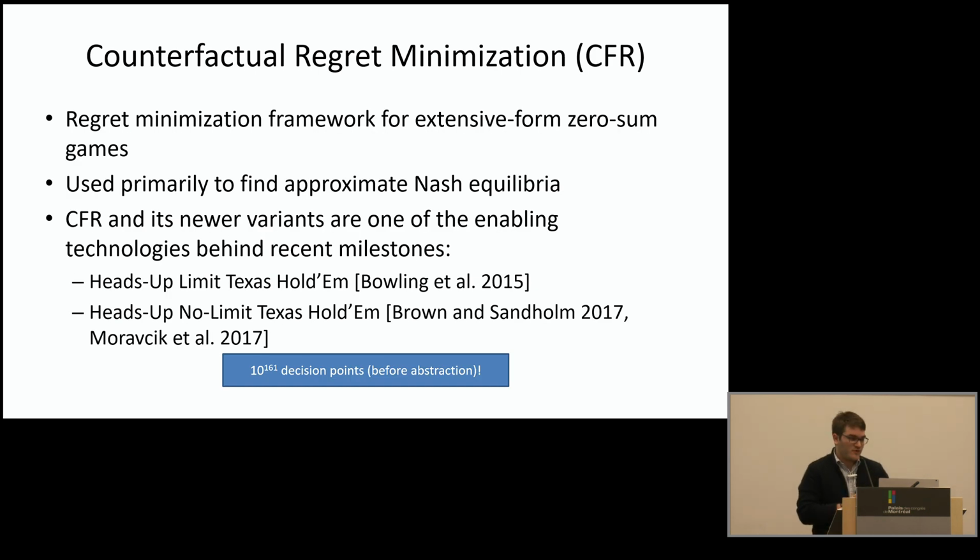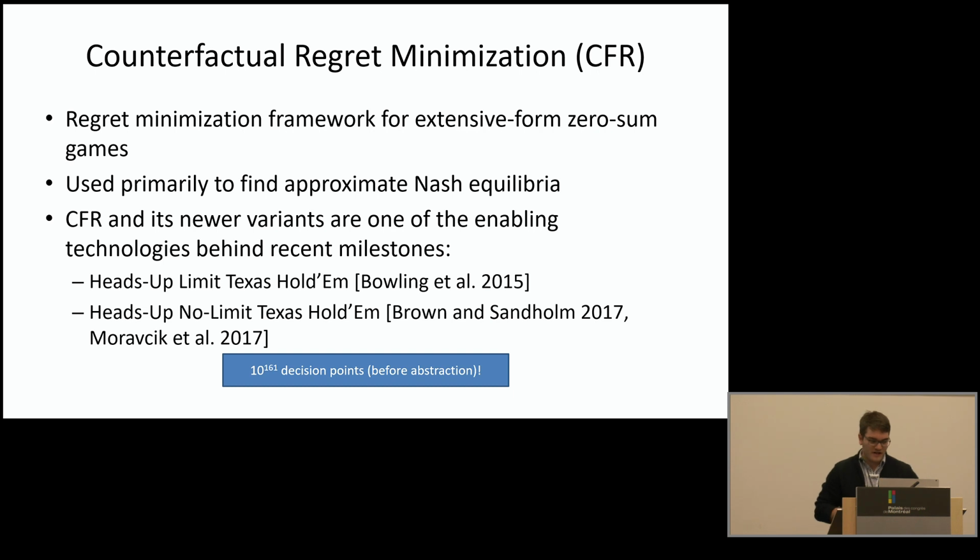Right, with that out of the way, what is counterfactual regret minimization? It is a regret minimization framework for extensive form zero-sum games. And as I was mentioning earlier, it's been used primarily to find approximate Nash equilibria. And in recent years, it's been used with tremendous success, especially with the goal of approximating Nash equilibria in poker games, in extremely large poker games. As you can see, the kind of games we're talking about have an astonishing number of decision points. In this case, 10 to the 161, which is just huge.